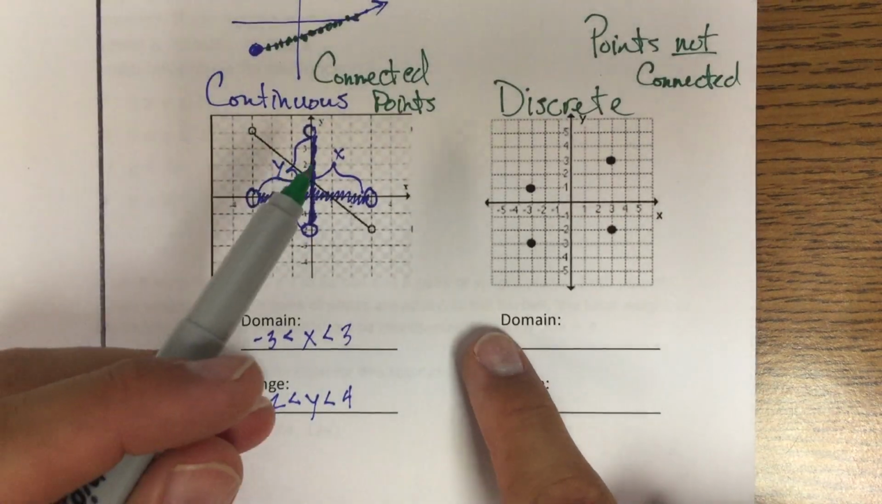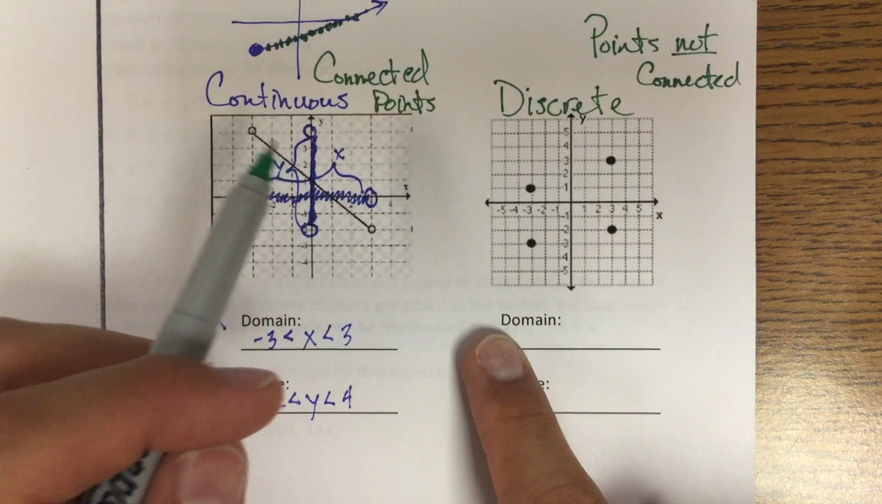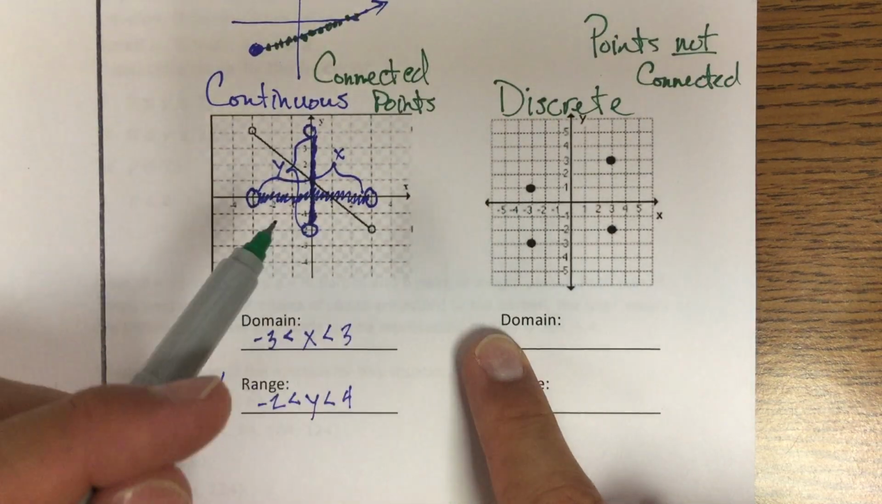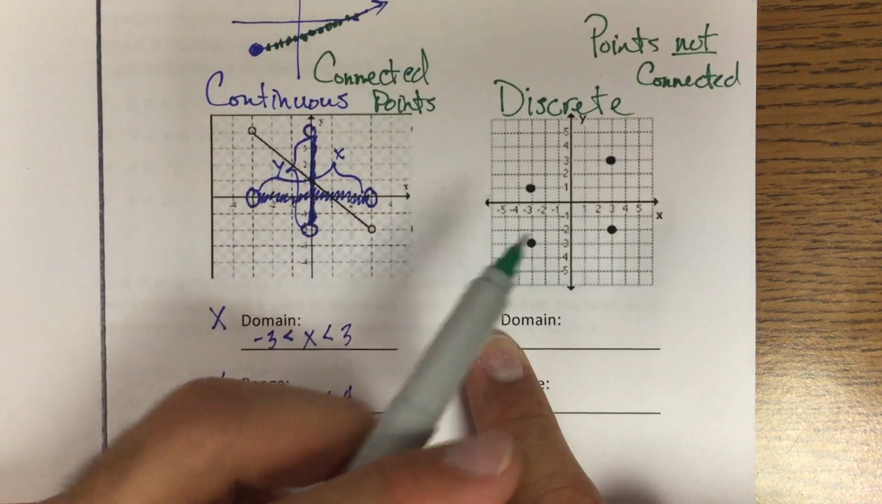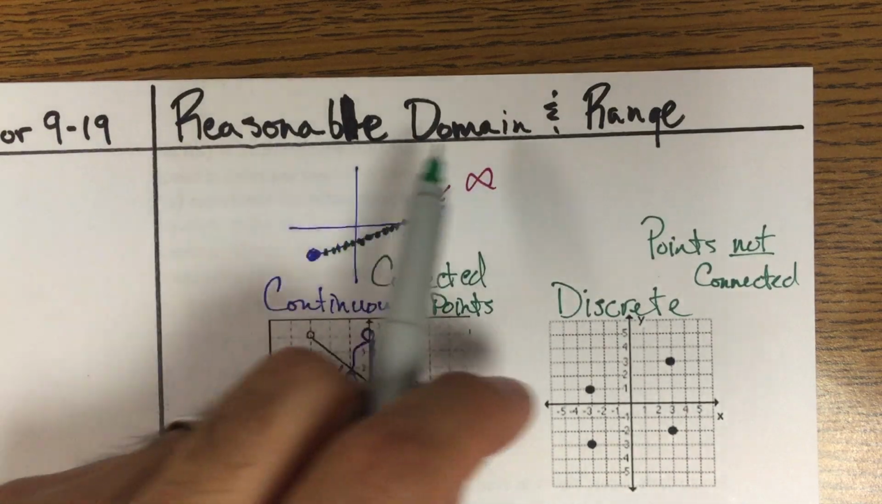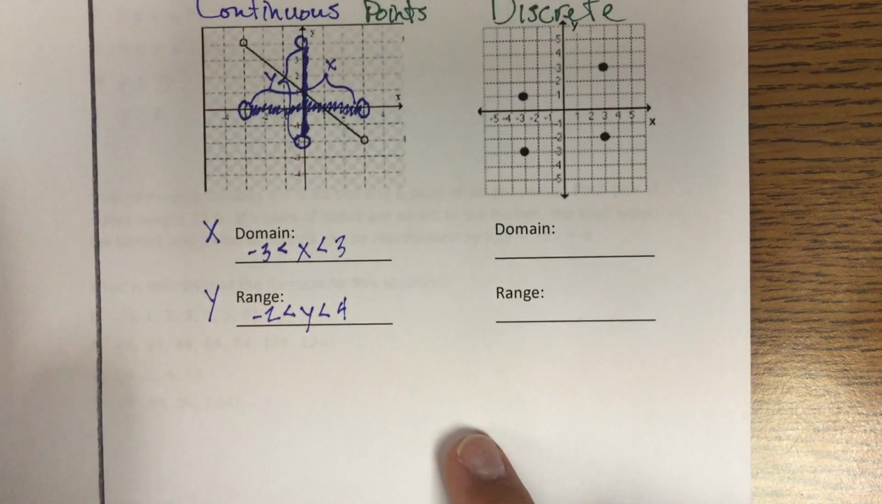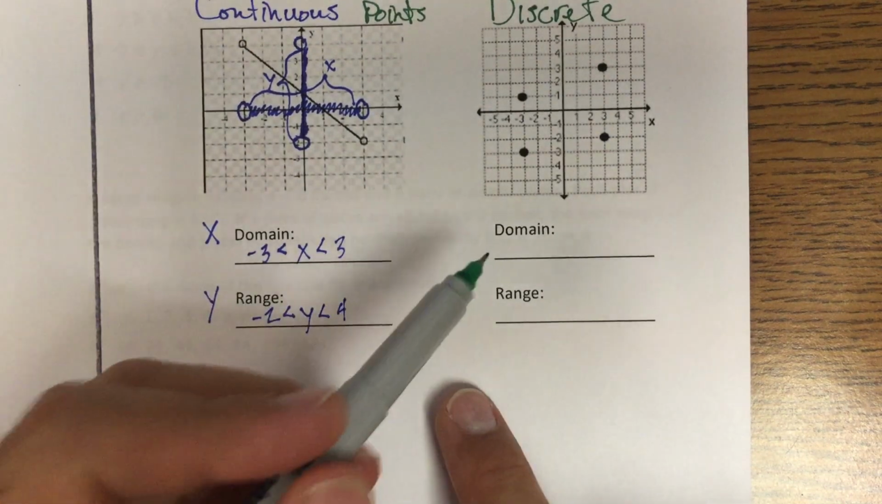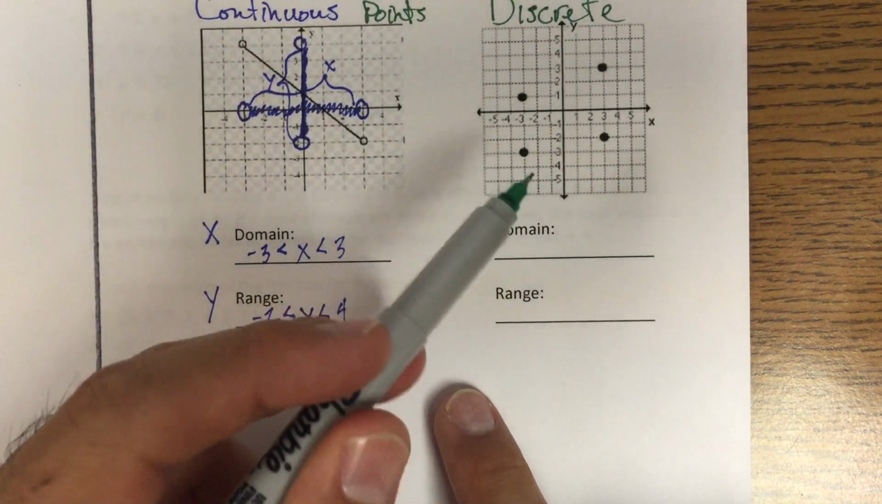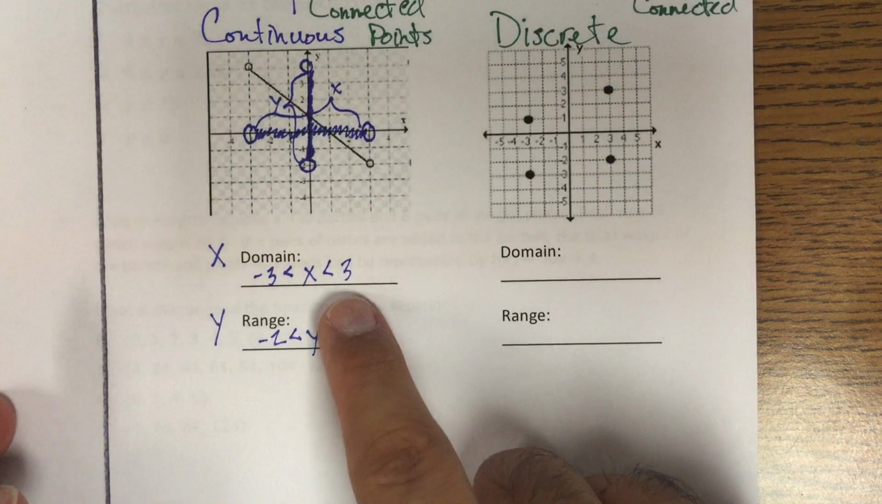I'm going to explain why in just a second, because the difference between continuous and discrete, the reason why I connect the dots or I don't connect the dots, has everything to do with reasonable domain and range. I'm going to explain that in just one second. But before I explain that, let me show you how to write the domain and range for a discrete graph.